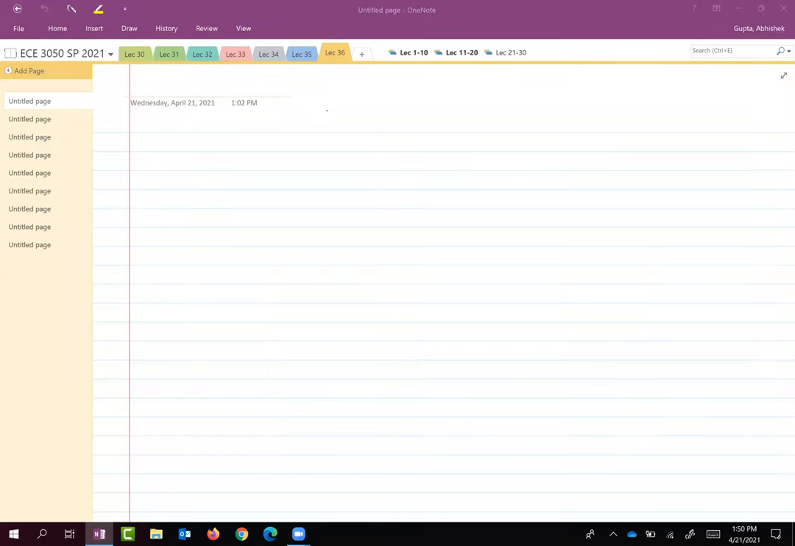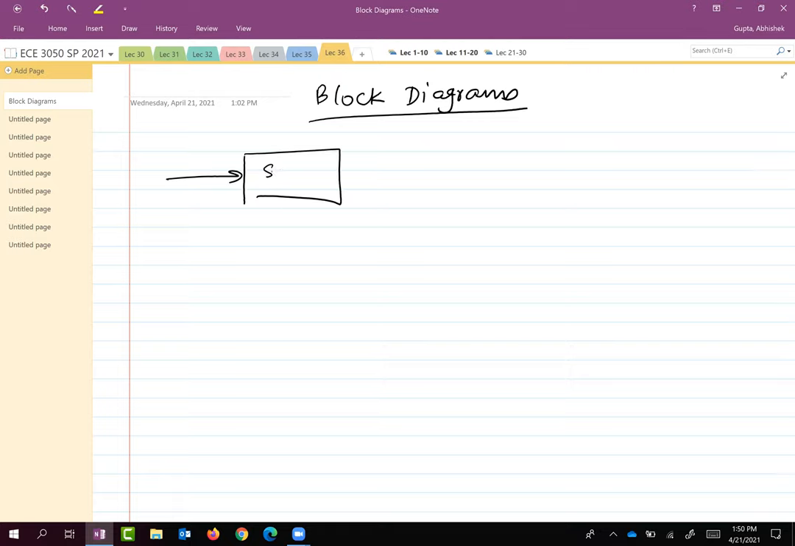Great. So in the second last class, I want to talk about block diagrams. We have discussed block diagrams earlier, I think in lecture 6 or 7, where we talked about what happens when you have system 1 and system 2 in series interconnection.